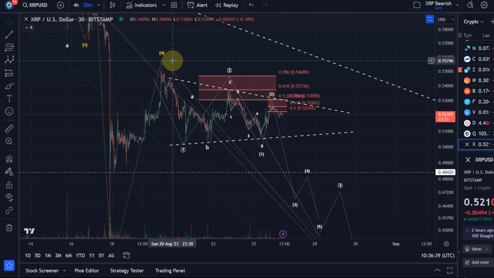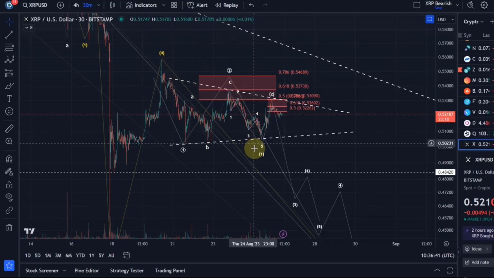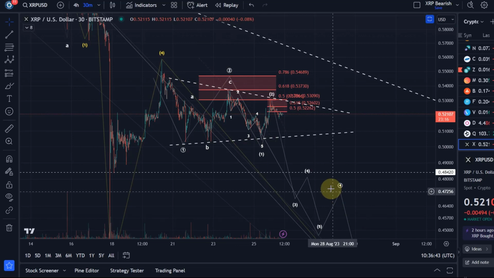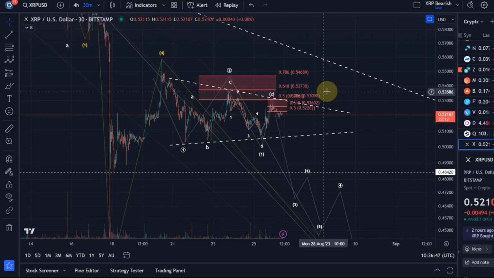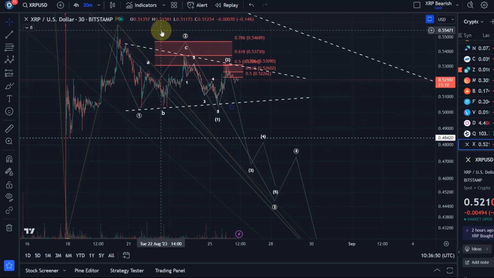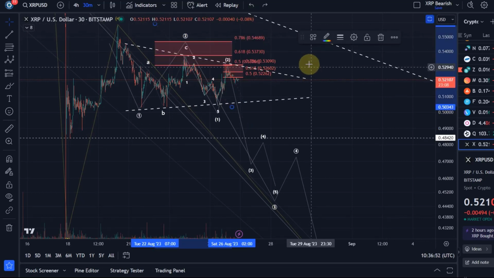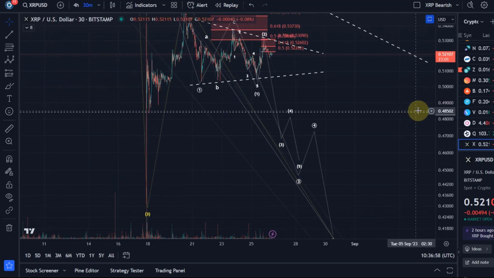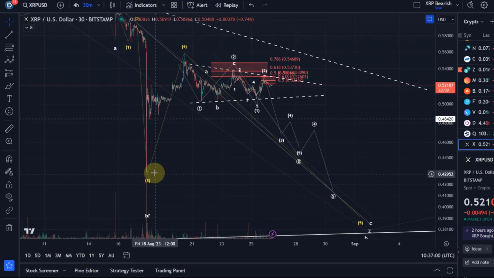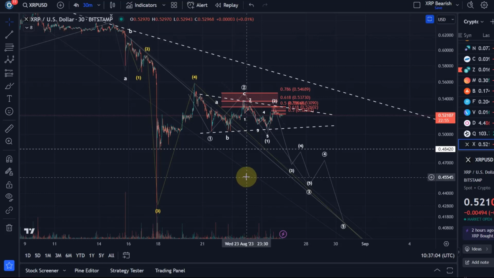There are a few possibilities how this structure to the downside can unfold: as a triangle, a 1-2-1-2, or just a 1-2 setup. But as long as that level stays intact, especially the resistance just below it at 54.7 cents, the downside pressure should remain, and it should take it to another low below the 17th of August low, below 43.2 cents.